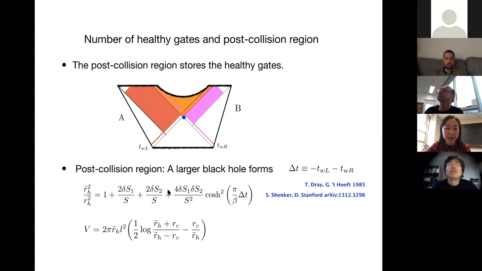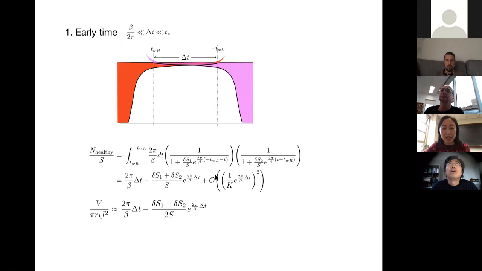Notice that in my answer, there is a parameter delta S1, delta S2. Delta S1 is the increase of thermal entropy from this one. Delta S2 is the increase of thermal entropy from this one. When I match them, I consider that both delta S1 and delta S2 appear here. I see. This controls the strength of the perturbation.